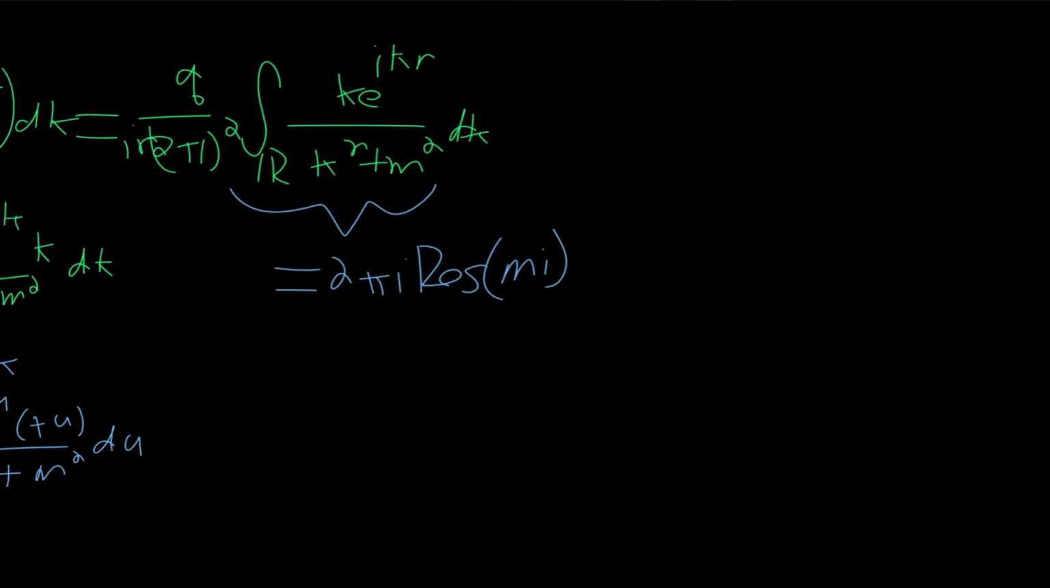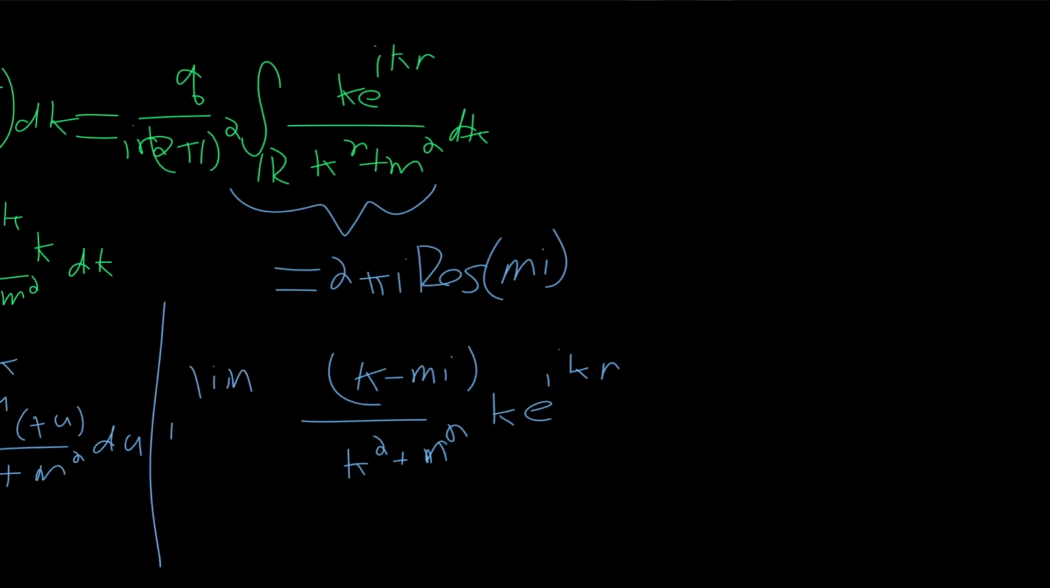Well, we can really just plug in mi, well, I say plug in, I guess find the limit really. So we have k minus mi over k squared plus m squared, and then times k, and then times e to the ikr, then the limit as k approaches mi. I keep substituting stuff in too fast. And what this equals, factoring out the denominator and canceling a couple things, is mi times e to the mi times i times r, so minus mr, divided by 2mi.